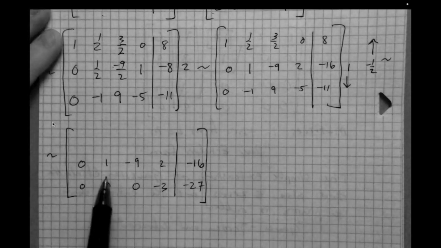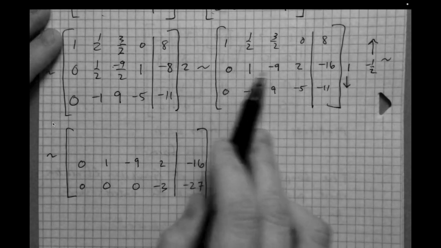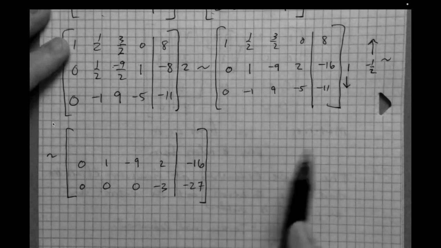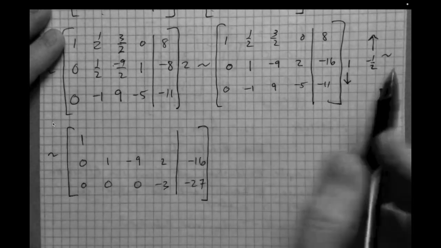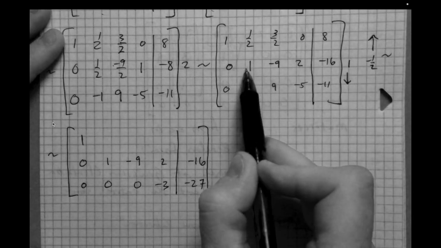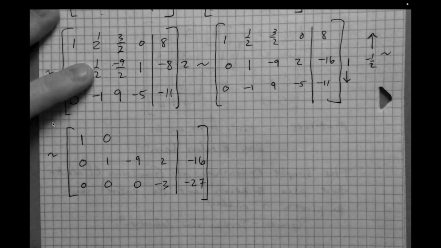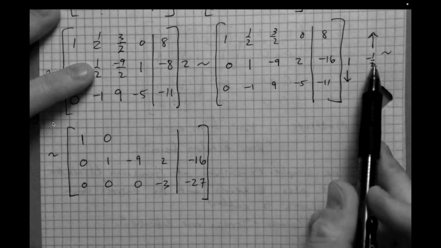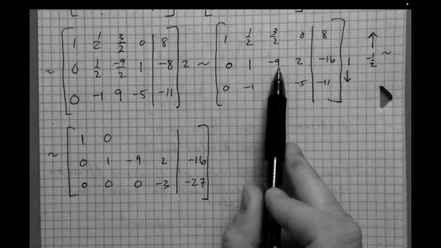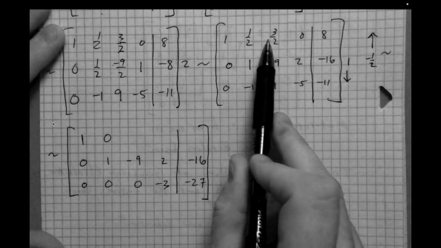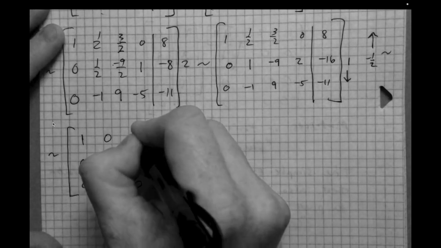All right, so now I've got the 0 here. And then I need to go and multiply everything by negative 1/2 and add to the top. So negative 1/2 times 0 is 0 plus 1 is 1. Negative 1/2 times 1 is negative 1/2 plus 1/2 is 0. And then negative 1/2 times negative 9 is 9 halves, plus 3 halves is 12 halves, right? So this becomes a 6.